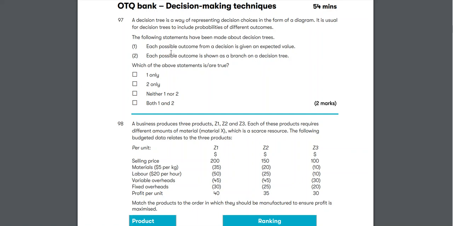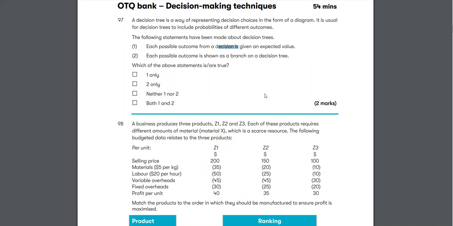A decision tree is a way of representing decision choices in the form of a diagram. It is usual for a decision tree to include probabilities of different outcomes. The following statements have been made about decision trees. Each possible outcome from a decision is given an expected value. Each possible outcome is shown as a branch on a decision tree.